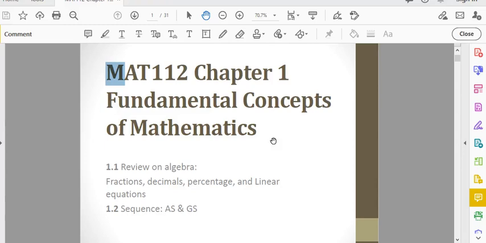Okay class, today we will start with MET 112 chapter 1 with the title Fundamental Concepts of Mathematics. For this, we will review algebra, which includes fractions, decimals, percentages, and linear equations. Then the second part, we will go for sequences, that is arithmetic and geometric sequences. For that part, I will introduce it in another video, but for this video we will only focus on the review of algebra.